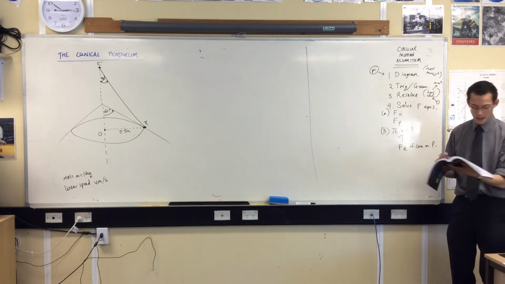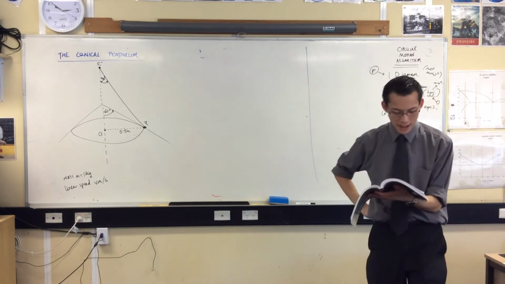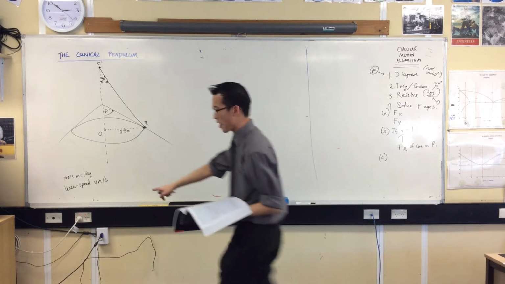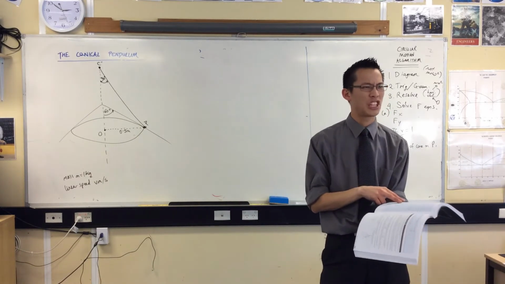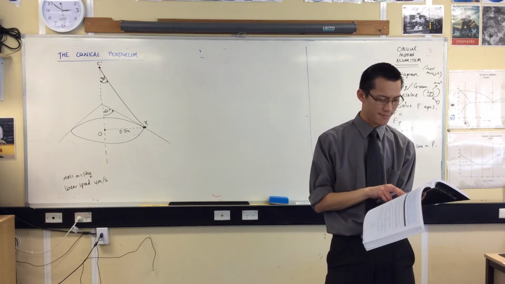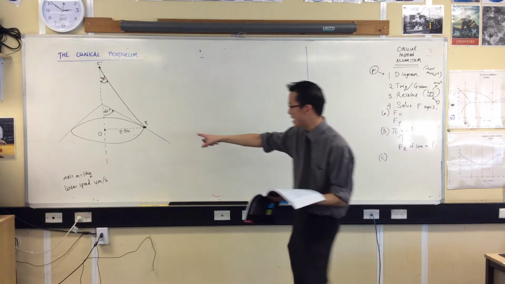Last question. I'll read it to you. Find the maximum value of V. Find how fast you can go that lets P maintain contact with the cone. Find the maximum value V that lets P maintain contact with the cone.